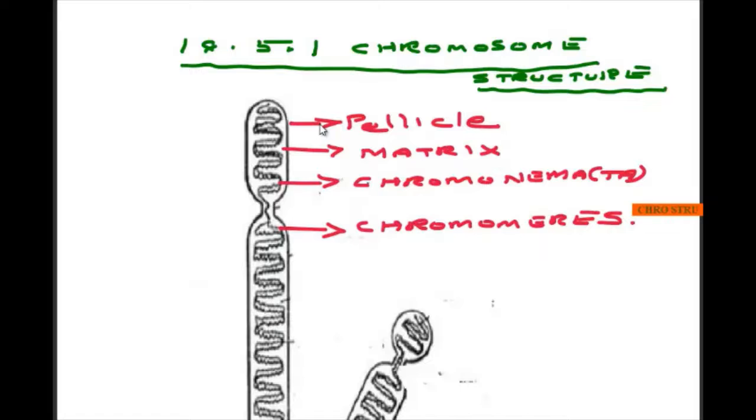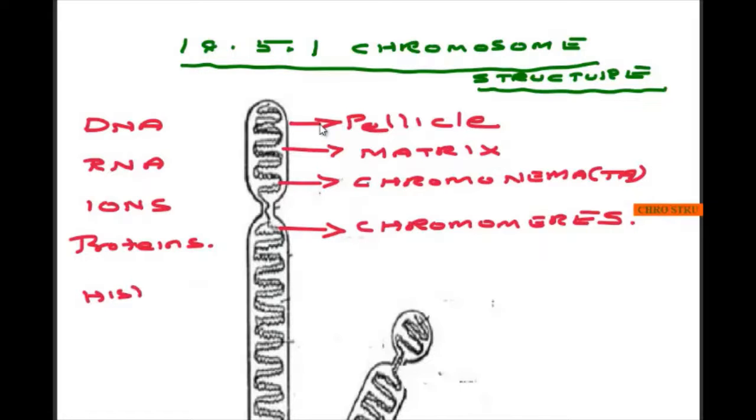And the chromosome contains both DNA and RNA. What the chromosome is made up of is DNA, and they have some RNAs and some metallic ions inside with them, and also some proteins. We say histones and non-histones.